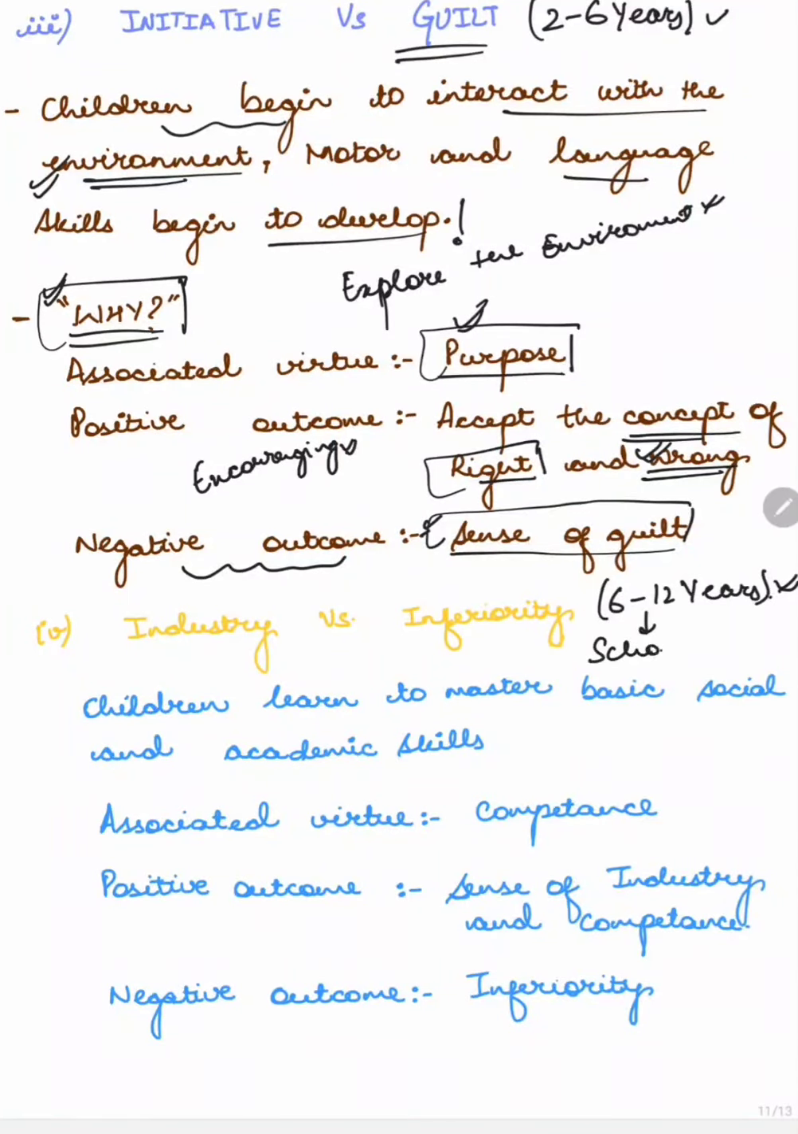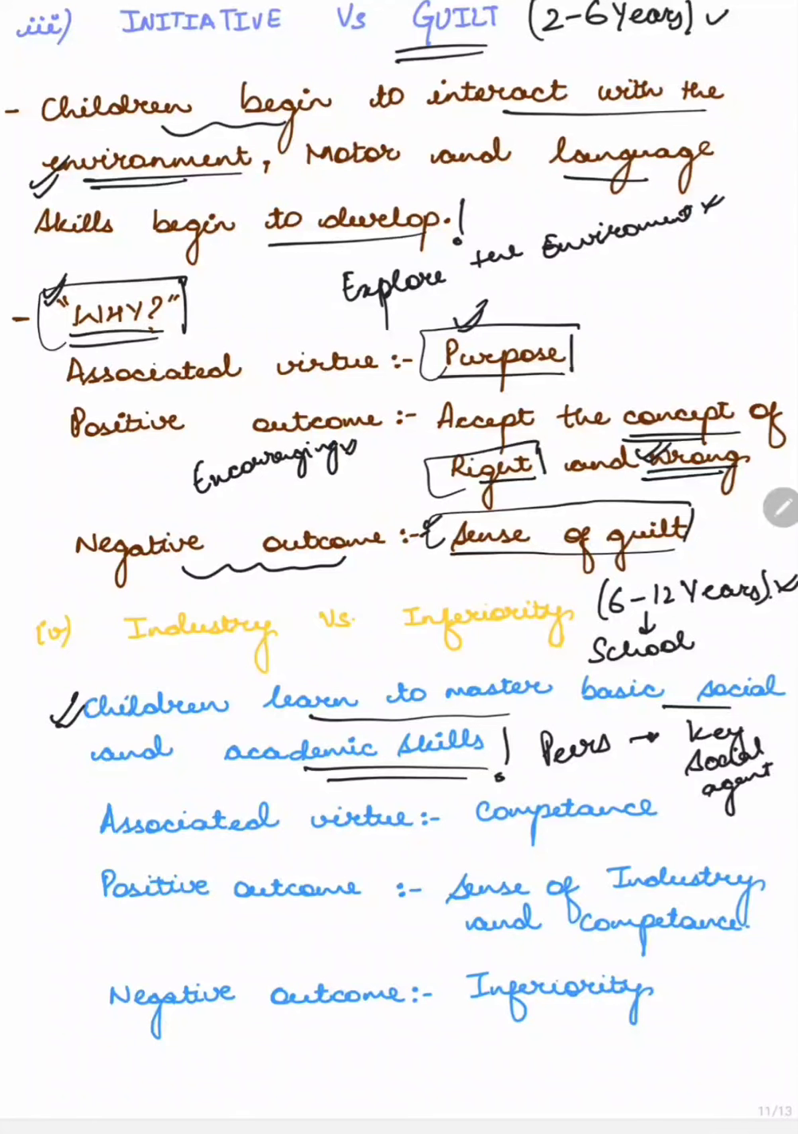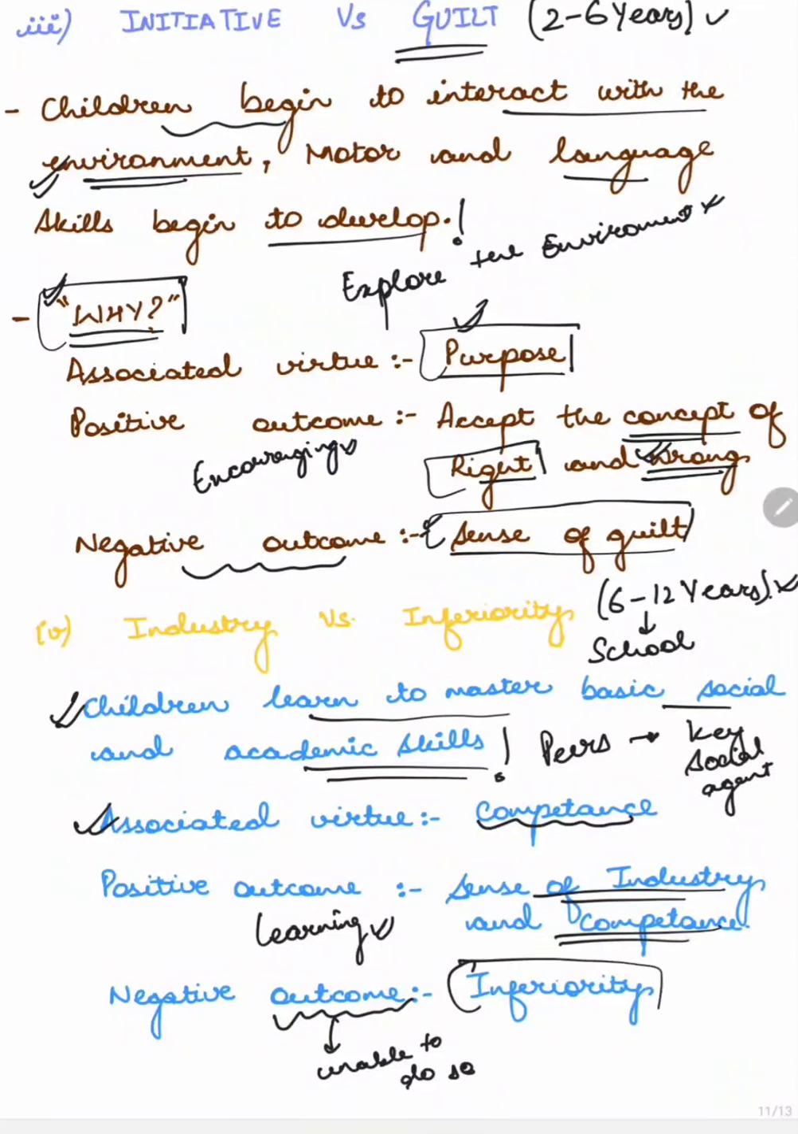Now the fourth stage, that is industry versus inferiority, which is from 6 to 12 years of age. At this age, the school is the most important place, right? So at this stage, peers become the key social agent. So at this stage, the child learns to master basic social and academic skills, right? So the associated virtue is competence. If the child can find pleasure in learning, right, then a sense of industry and competence will be developed. But if the child is unable to do so, then inferiority will be developed, that is inability to take up responsibility, right?